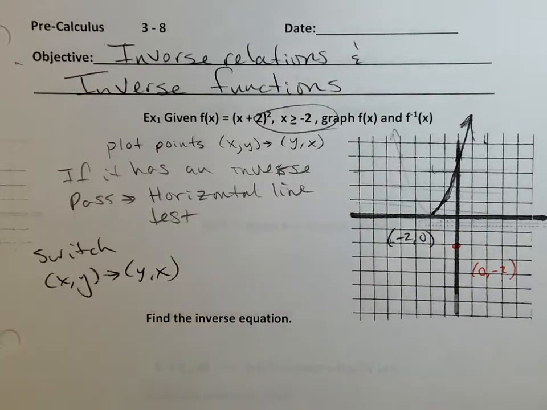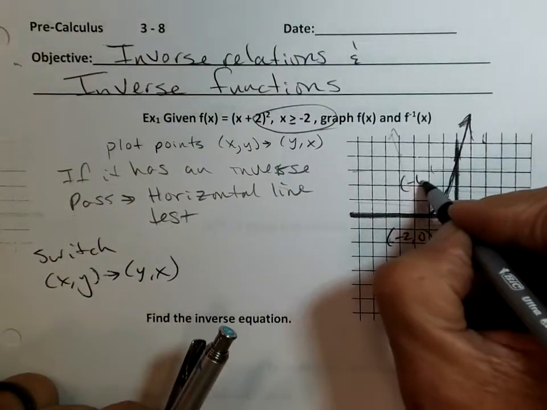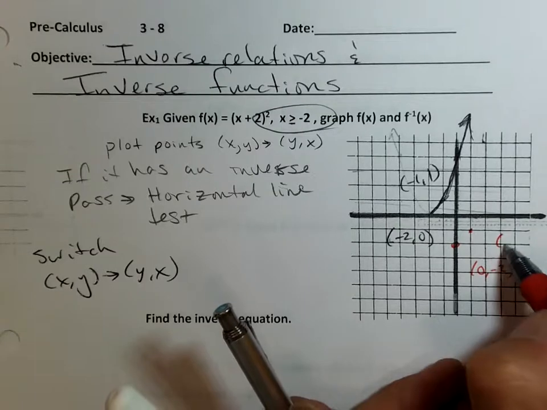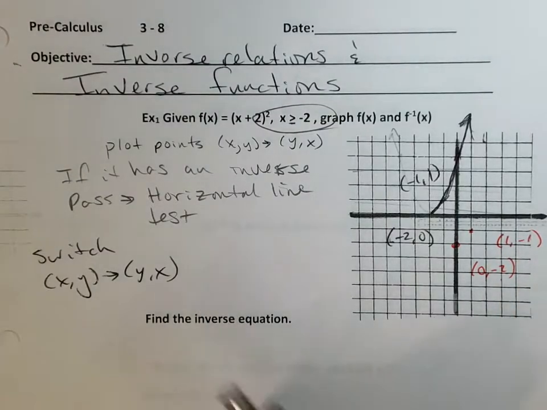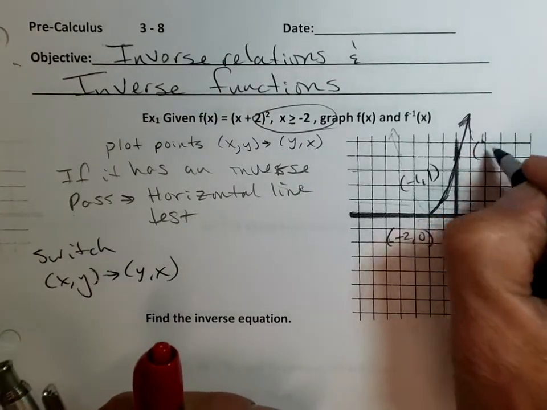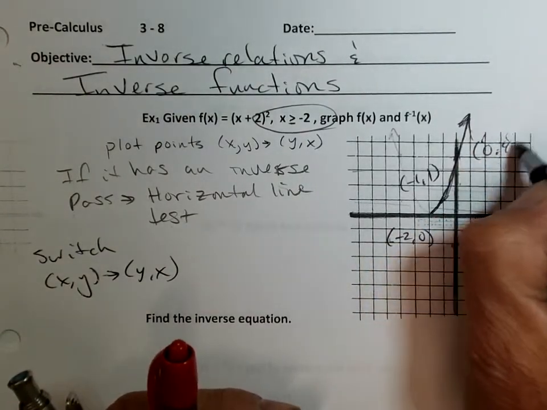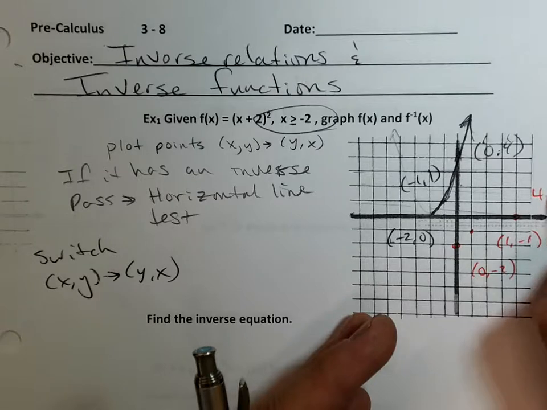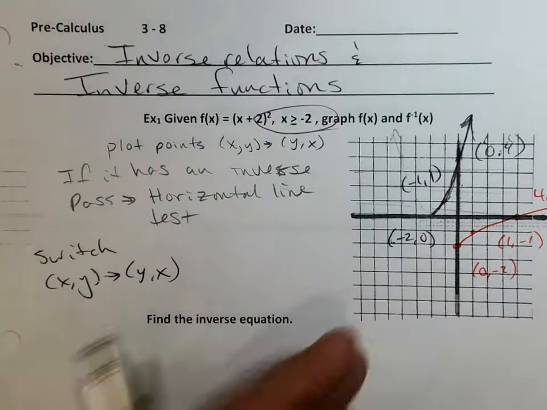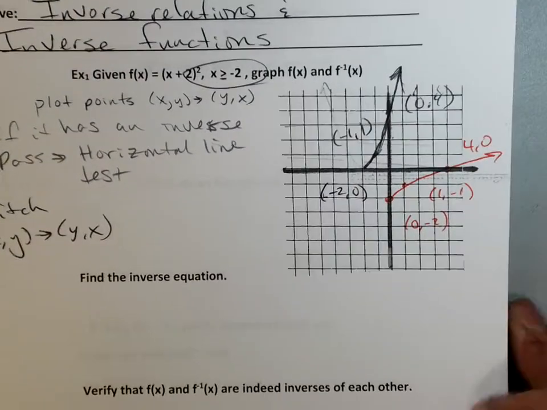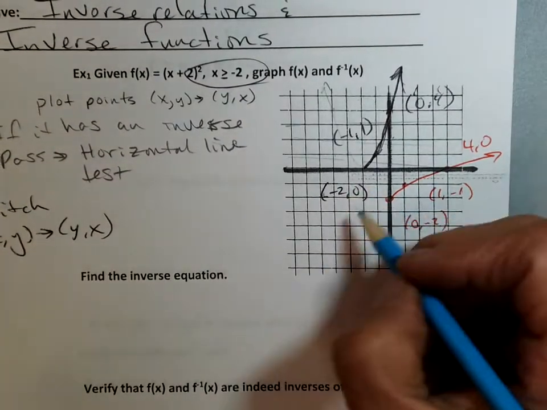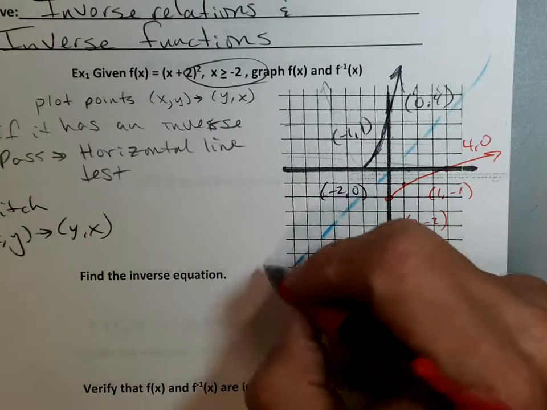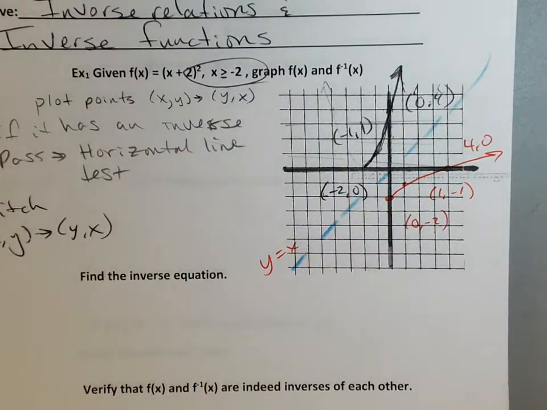I have a point at -1, 1. But if I switch that around, I get a point at 1, -1. Okay. I have a point at 0, 4. So its inverse would be at 4, 0, right? Okay, so there's my inverse graph, right? And then we learned before that it's a reflection over the line y equals x. All right, so let's take a look at what I have.